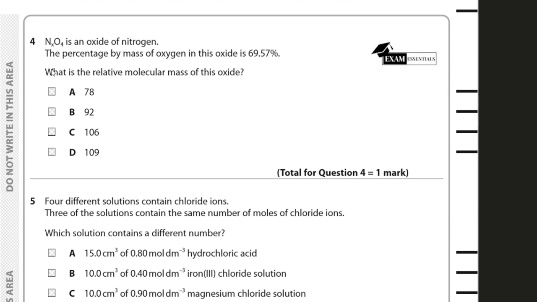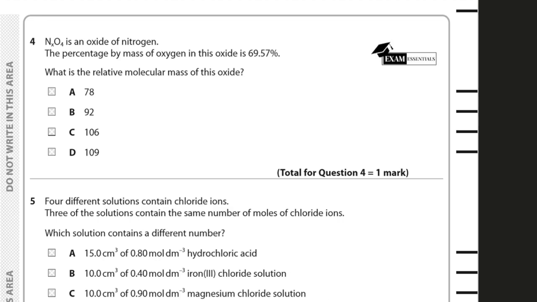As you can see, they give you the percentage by mass of oxygen in this oxide, which is about 69.57%. How do you find the relative molecular mass of this oxide? Now, the best way to solve this is that if you can find the value of X, you can easily find the relative molecular mass of this oxide.